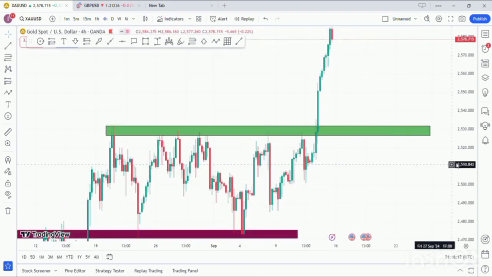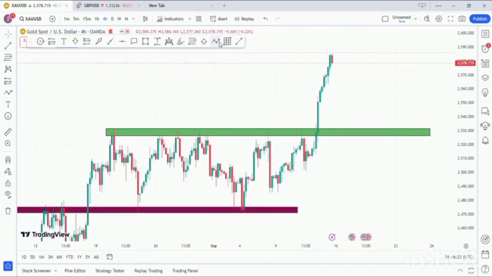So at any point in time, just like the daily time frame, expecting price to move downward to validate this zone right here, just like price did on GBP USD. So expect price to continue downward to validate this resistance zone right here at any point in time before continuing more to the upside.